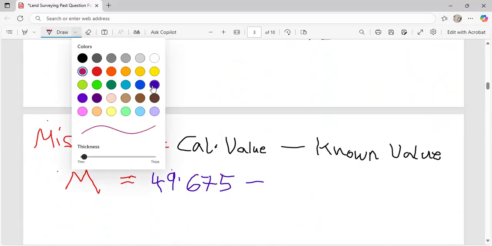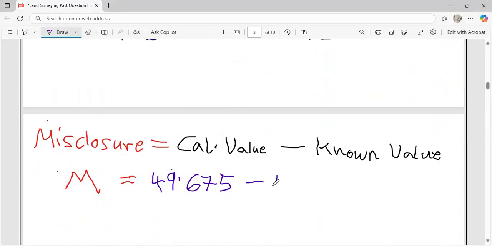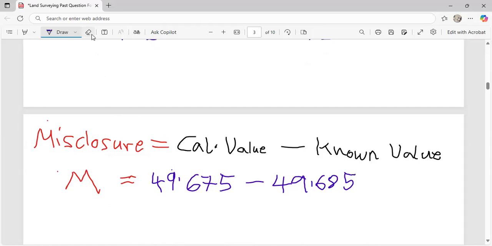So let's quickly do that together. In writing that over there, that is 49.685. Let's all punch that together. And after punching that, what are you going to get? You realize you're going to get minus 0.01.